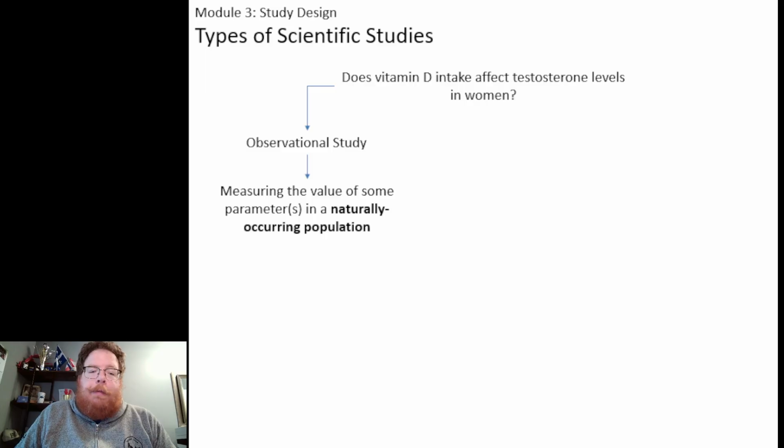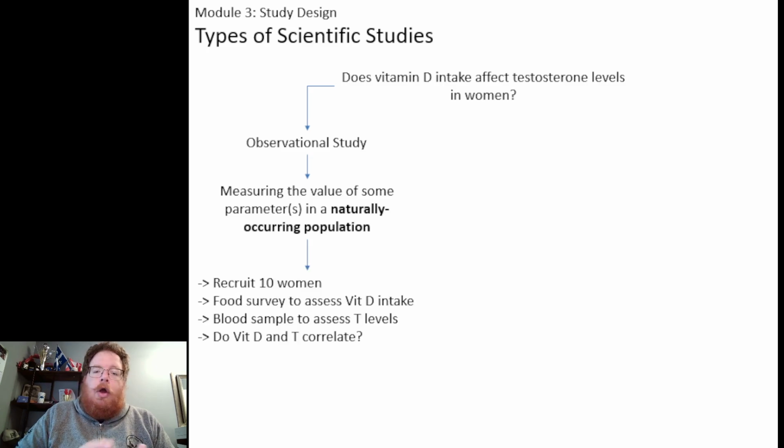So let me give you an example of how we could design an observational study to answer my question about vitamin D intake and testosterone levels in women. Here's what we could do. We could recruit 10 women. We could have them complete a food survey, and we could use that food survey then to determine how much vitamin D they consume on a daily basis. We could then draw a blood sample from those women to assess their testosterone levels.